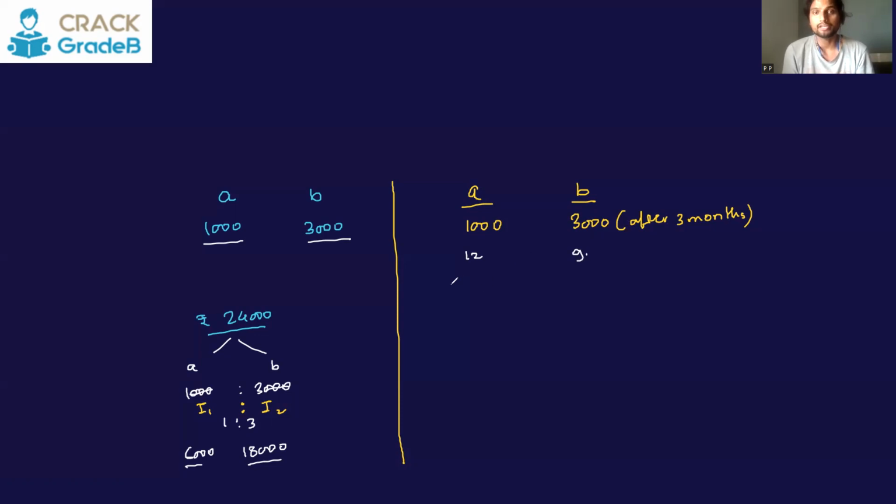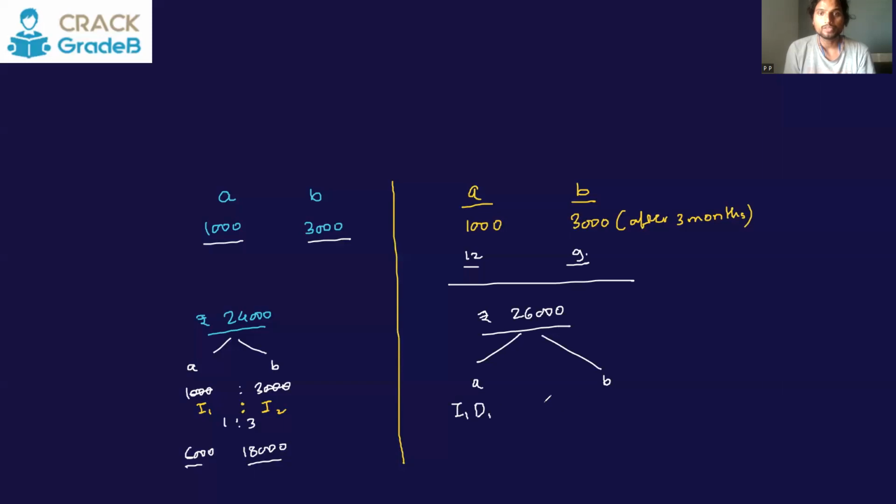If we consider the profit after a year, let's say at the end of the year the profit is 26,000. Now the duration should also come into the picture, because the person who has invested for more duration should accordingly get more. So between A and B, they are going to divide the profit as investment of the first person into its duration is to investment of the second person into its duration. That is 1,000 into 12 is to 3,000 into 9. This is how they divide their profit.